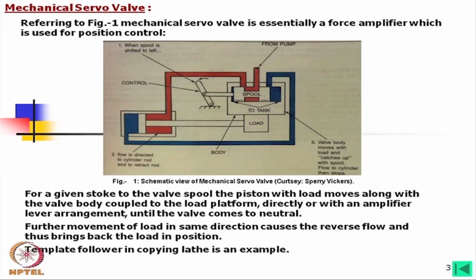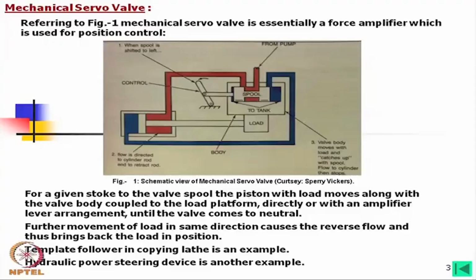Template follower in a copying lathe is an example which I have already told you. Hydraulic power steering device is another example. In case of hydraulic power steering, we give a little movement. Two things we do. One is that we use a very little effort, while the actual steering force is much higher. And again, whatever the steering amount is required, sometimes we have to give more rotations. Say, if you rotate 90 degrees, the steering wheel will rotate only 15 degrees, there is such a ratio. So, such magnifications and this following system can be done by a hydromechanical servo valve.